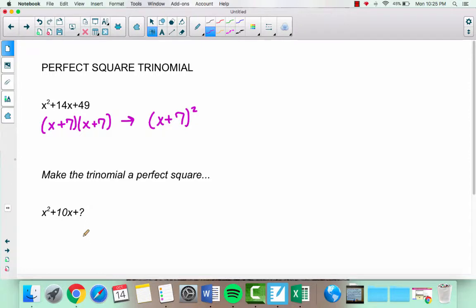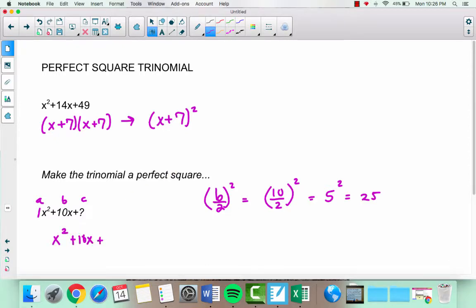You could guess and check a whole bunch of numbers, but we've got this one little process that actually makes it really easy. What you're going to do is take your b value, and remember the b value is always the number in front of x, and you're going to take b divided by 2, and then you're going to square it. If I take my b value, that's 10, and I divide it by 2, and then square it, I get 5 squared, which is 25. So to make this a perfect square trinomial, it would have to be x squared plus 10x plus 25.